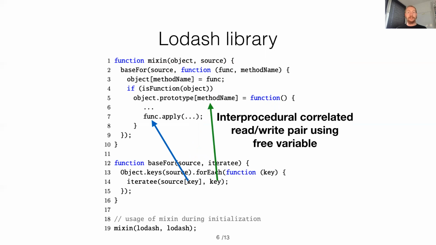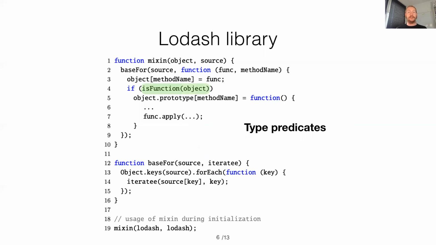Second, the value in the correlated read-write pair is used as a free variable. And third, the code uses type predicates to ensure only functions go into the true branch at line 4. State partitioning can't handle any of these three patterns, while demand-driven value refinement can handle the first two by using a separate backwards analysis.